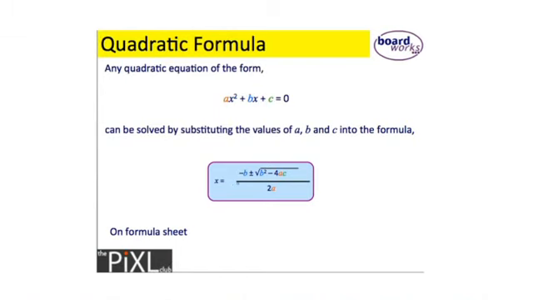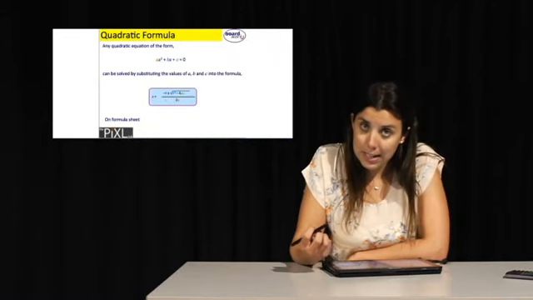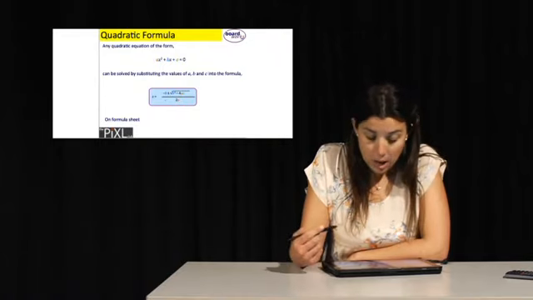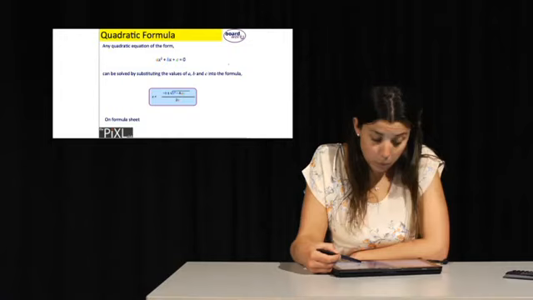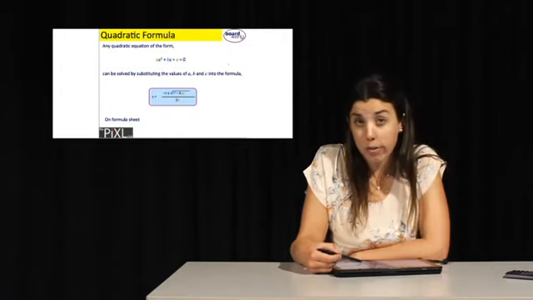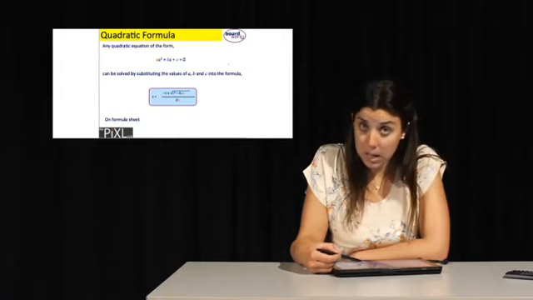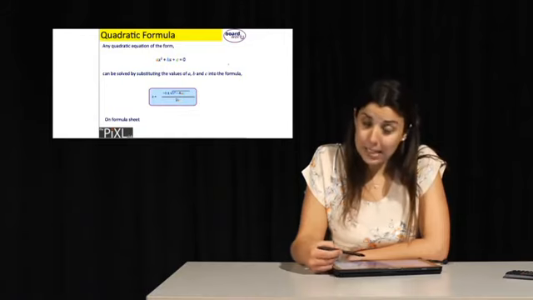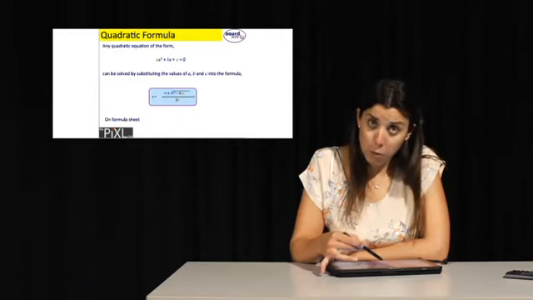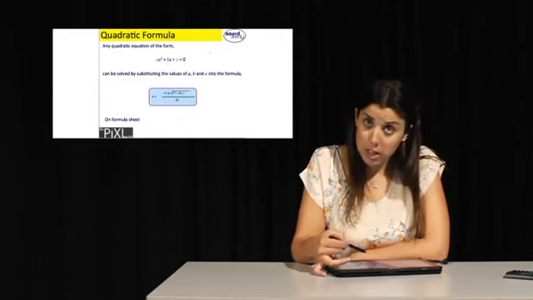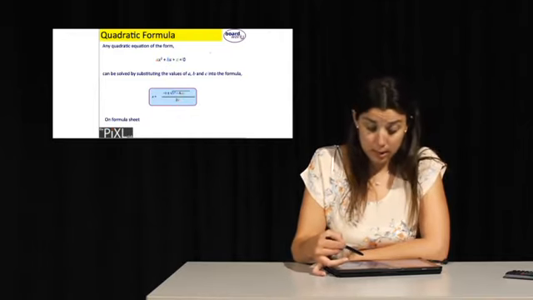x equals minus b plus or minus the square root of b squared subtract 4ac, all divided by 2a. So there's three letters in there, a, b and c, and they relate to the quadratic equation that we looked at earlier, where a is the coefficient of x squared, b is the coefficient of x, and c is the constant at the end. So these are the numbers you're going to have to look for in the equation to substitute into the formula to be able to solve for x.